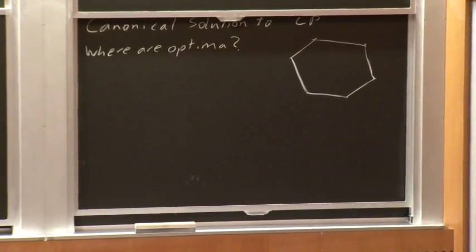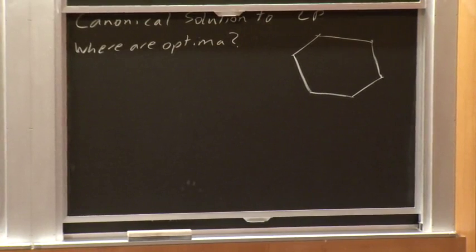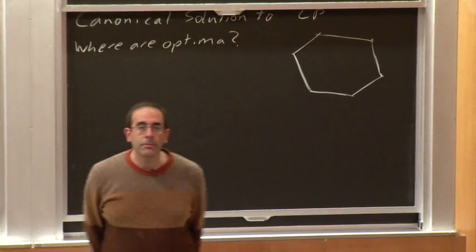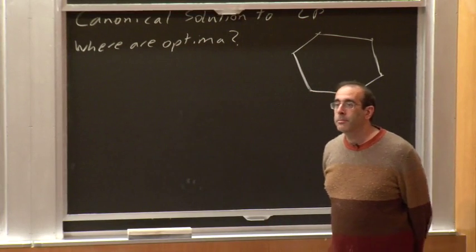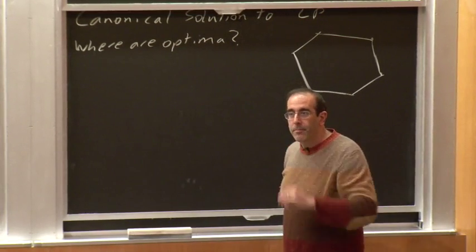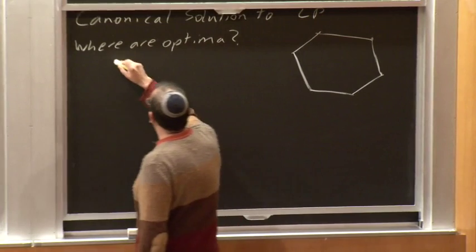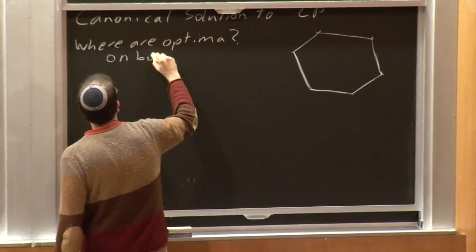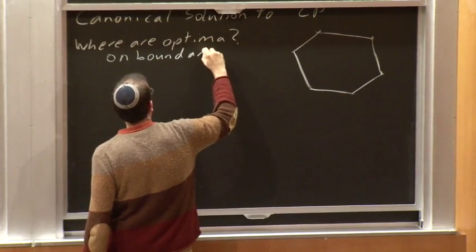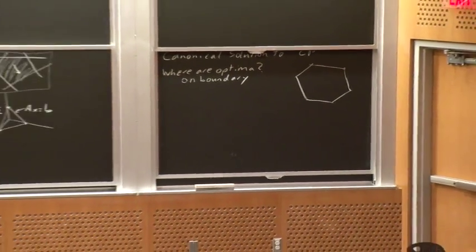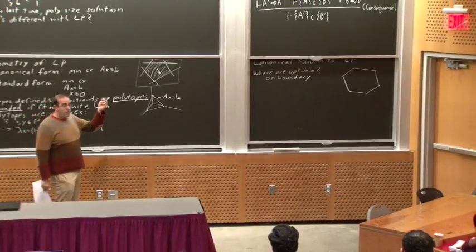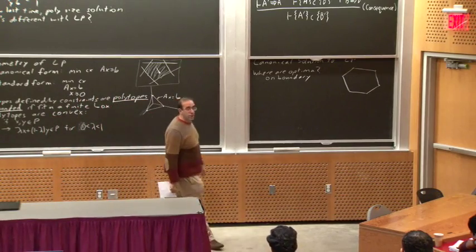Maybe anywhere in this polytope? Yeah. Okay, so it seems pretty clear that the optima need to be on the boundary of the polytope, right? Why is that? Why can't the optimum be in the center of the polytope?